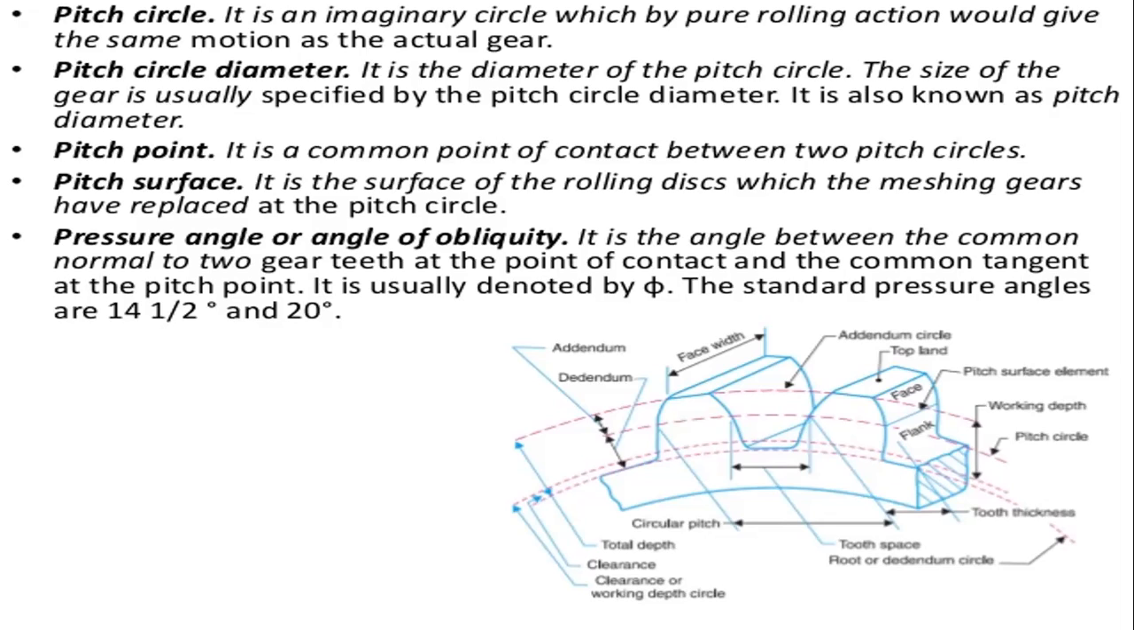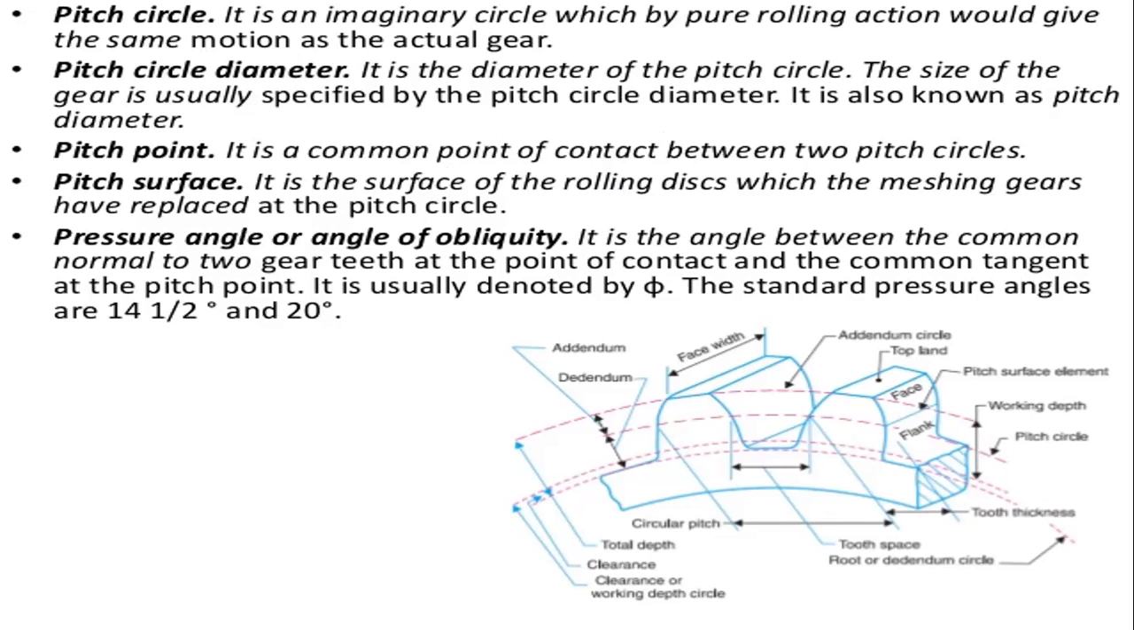Next one is the pitch circle diameter. It is the diameter of the pitch circle, by which the size of the gear is usually specified. So the size of the gear tooth is indicated by this pitch circle diameter, and it is also known as the pitch diameter. Next one is the pitch point.